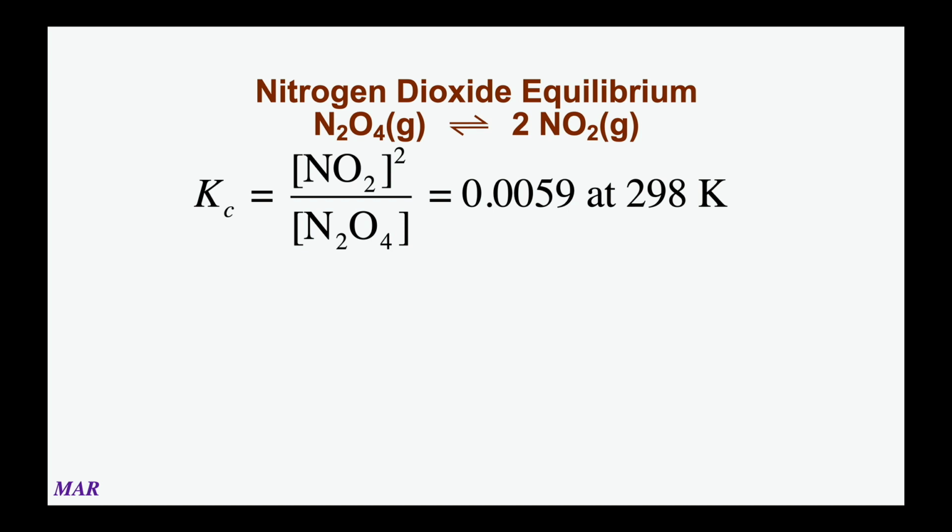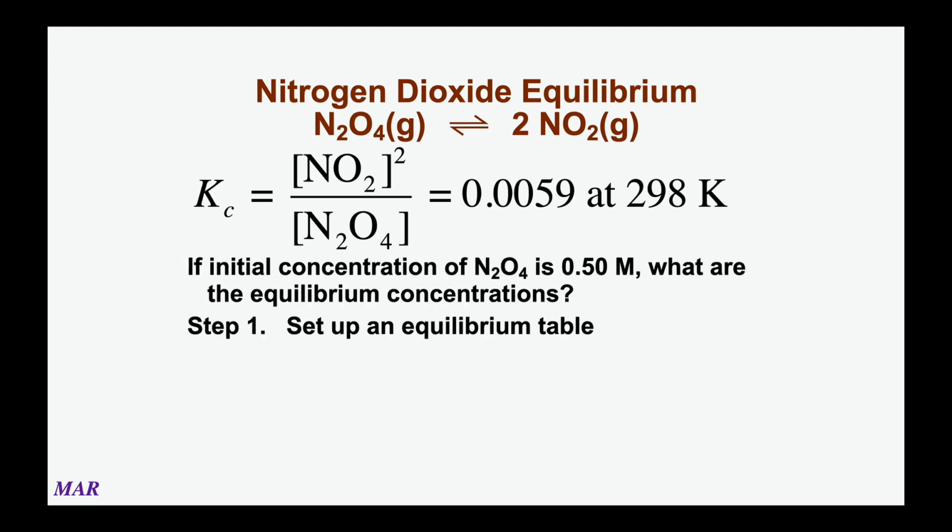And there's the Kc expression. Again, products divided by reactants, square the NO2, but not the N2O4. Equilibrium constant, again, less than 1. So let's say that initially we have 0.50 molar N2O4. What are the equilibrium concentrations here? In this K, which is less than 1, some of the N2O4 will make NO2. But because K is less than 1, we expect there to be more N2O4 at equilibrium than NO2.